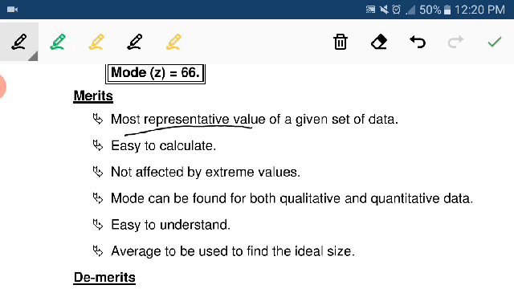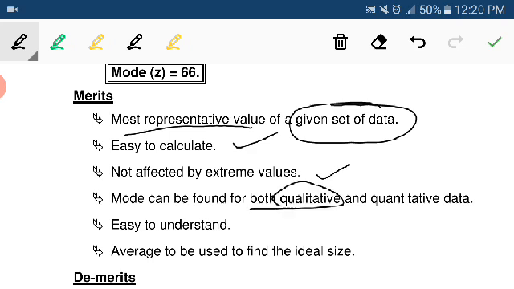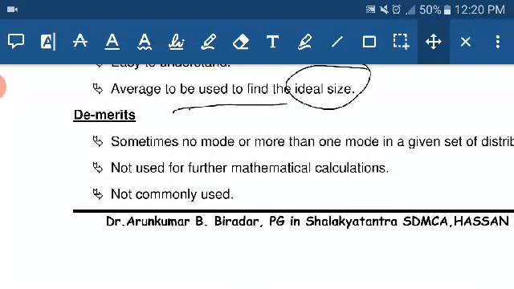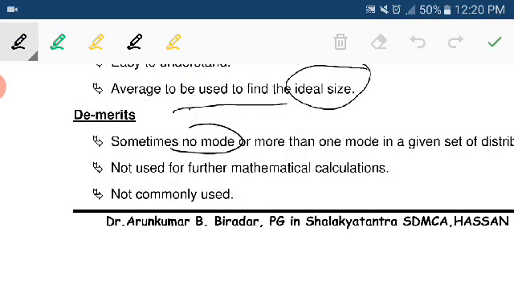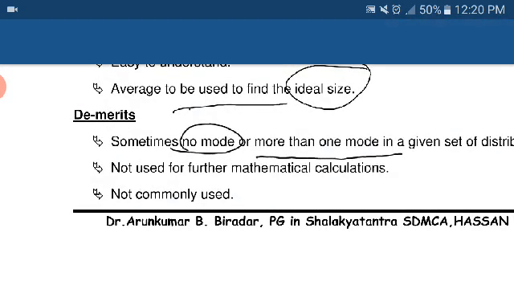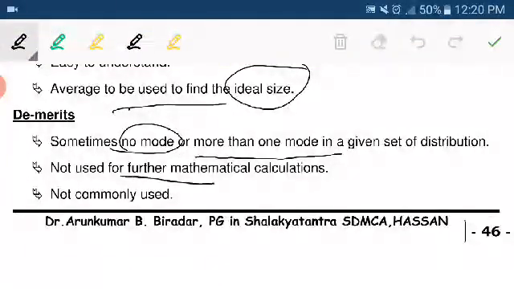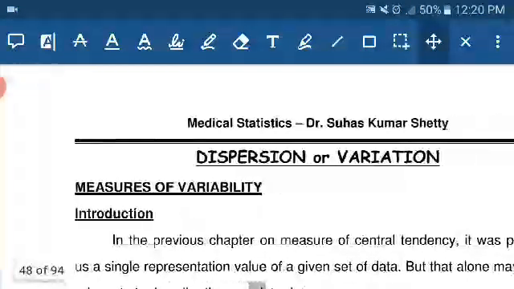Merits: most representative value of the given set of data, easy to calculate, not affected by extreme values. Mode can be used for both qualitative and quantitative data, easy to understand, average to use, finds the ideal size. Demerits: sometimes there is no mode or more than one mode in a distribution, not used for further mathematical calculation, not commonly used.